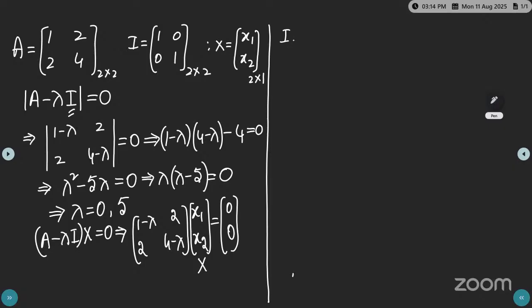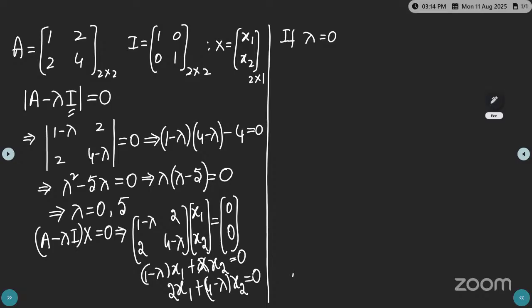If lambda equals 0, అమ్మా దీన్ని ఏ విధంగా రాయొచ్చు? 1 minus lambda into x1 plus 2x2 equal to 0. This is one equation. 2x1 plus 4 minus lambda into x2 equal to 0. When lambda equals 0, substitute in equation 1. This is equation 2.